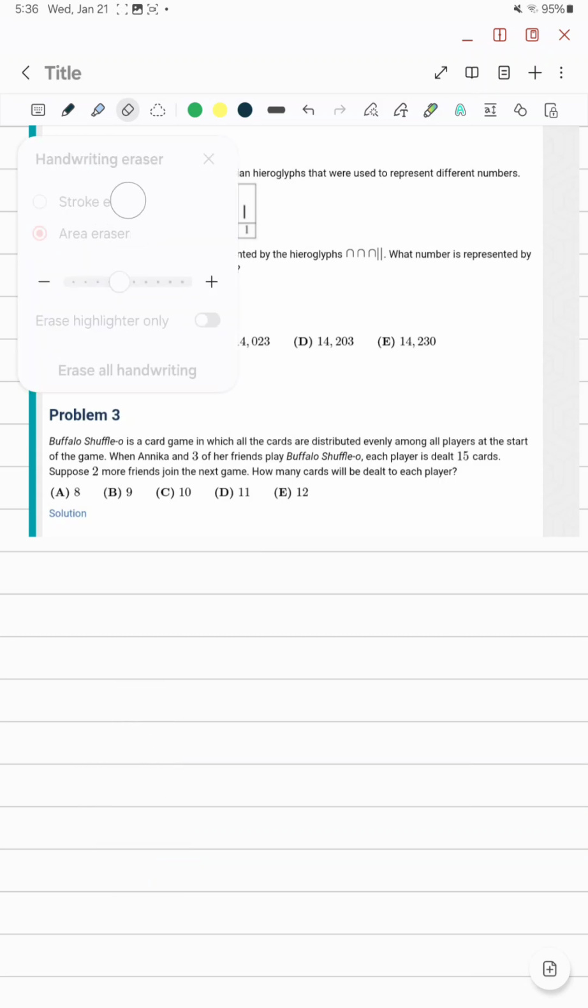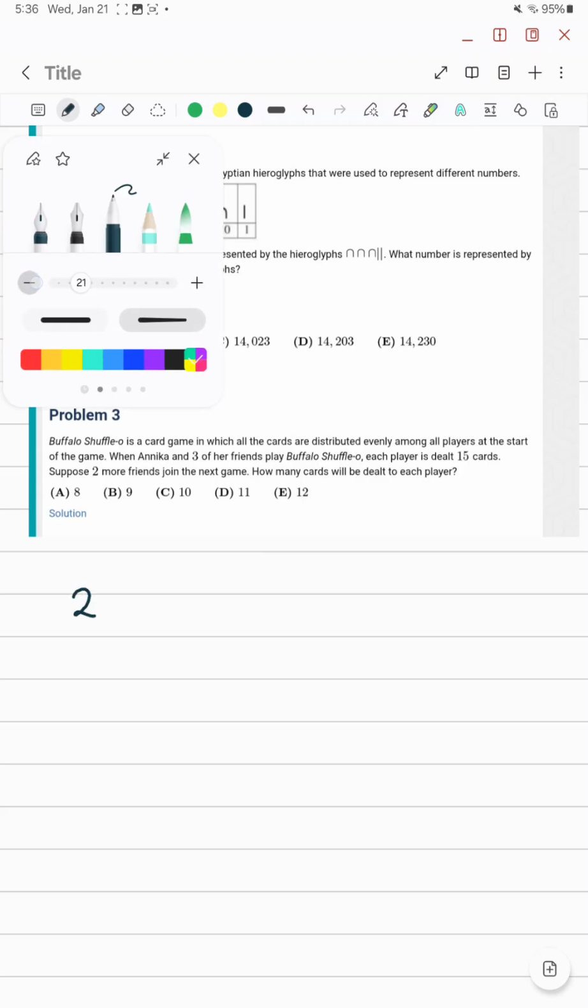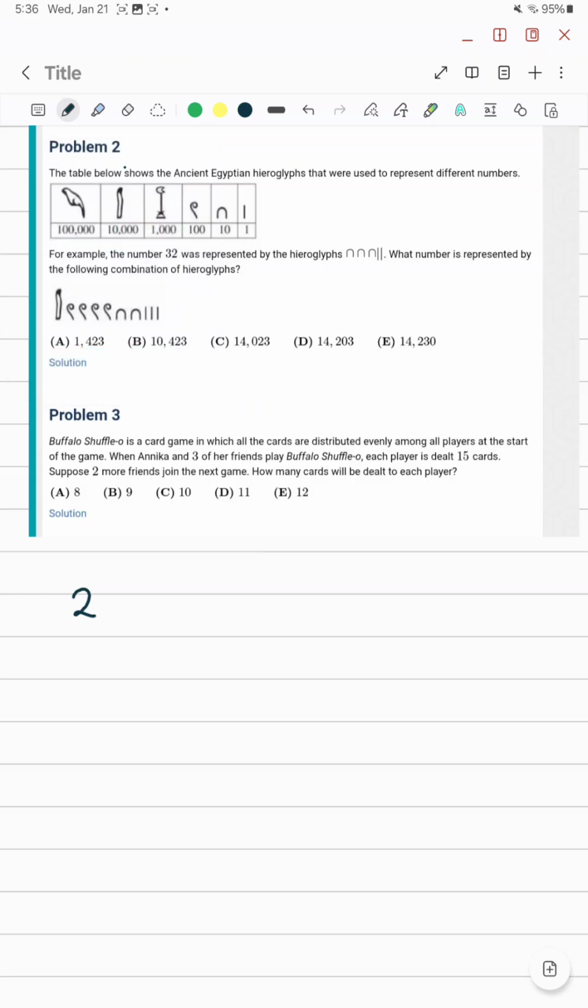Alright, let's go through these problems. Let's start with problem 2. And let me just make this a little bit smaller. There we go. The table below shows the ancient Egyptian hieroglyphs that were used to represent different numbers. And it's shown right here. For example, the number 32 was represented by these hieroglyphs. What number is represented by the following combination of hieroglyphs? Sorry, I keep saying hieroglyphics.